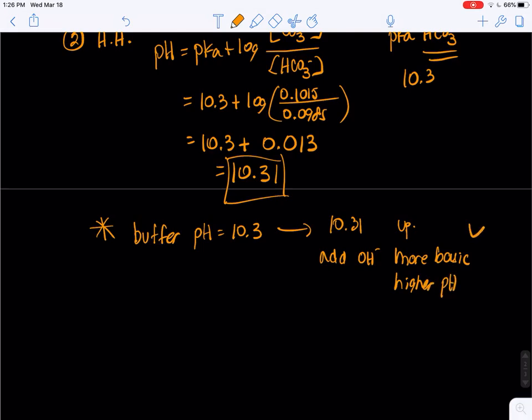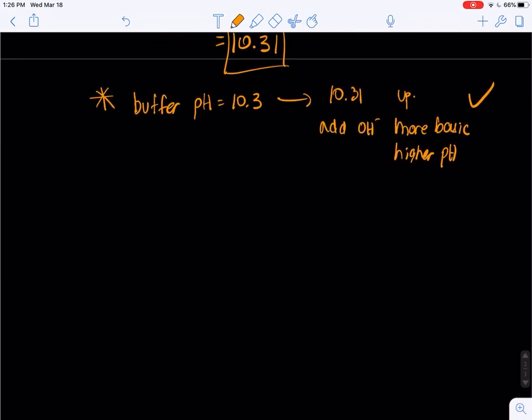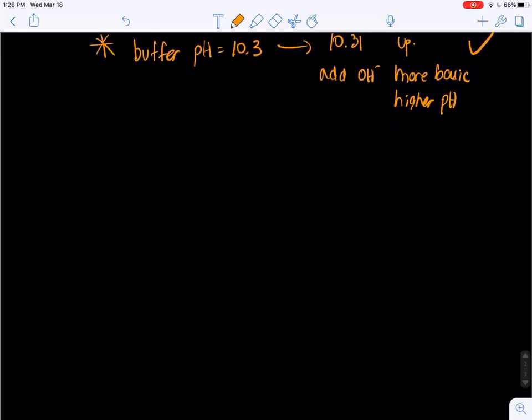And that seems to be the case there. It didn't go up much, and this nicely illustrates how buffers are resistant to pH change. So let's do another practice problem here.